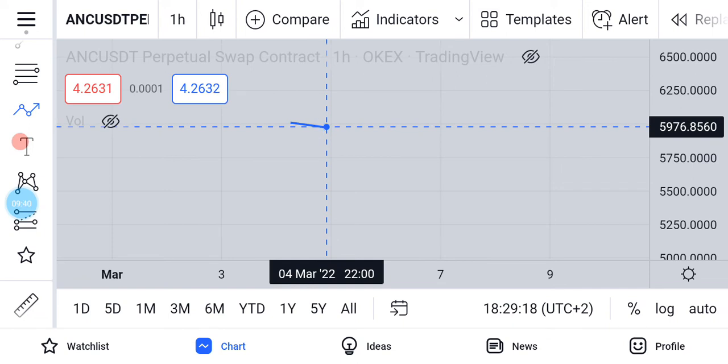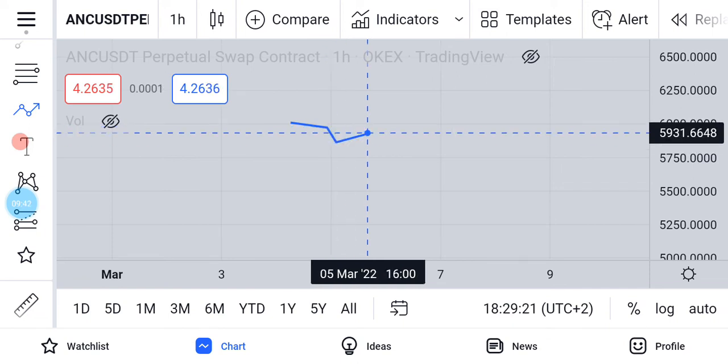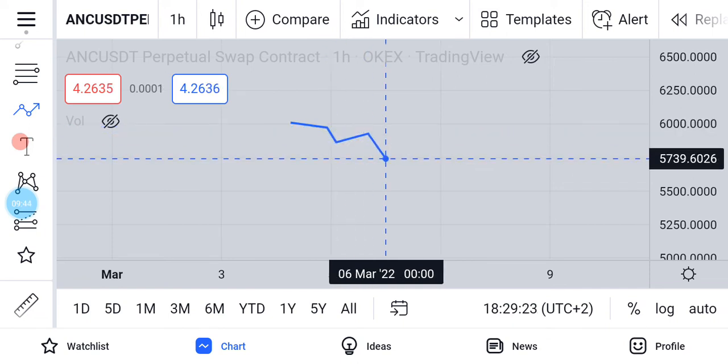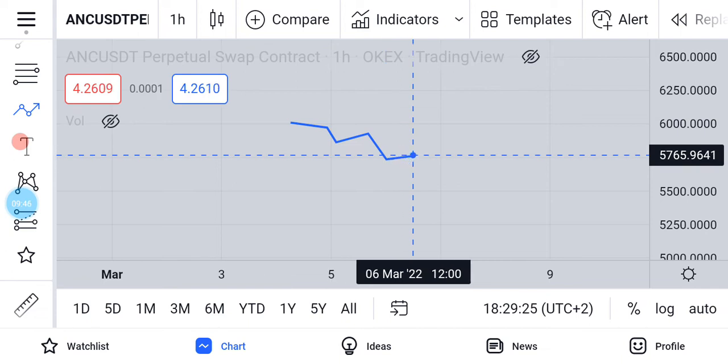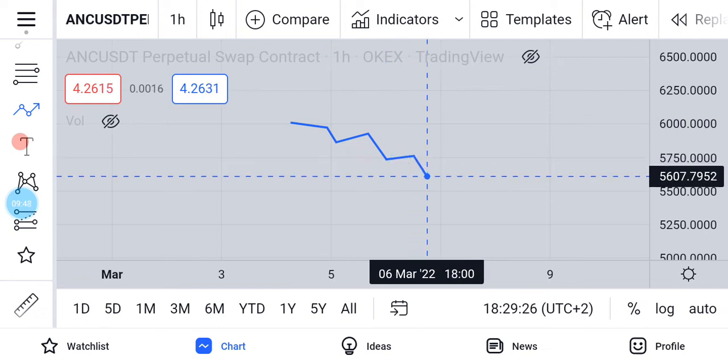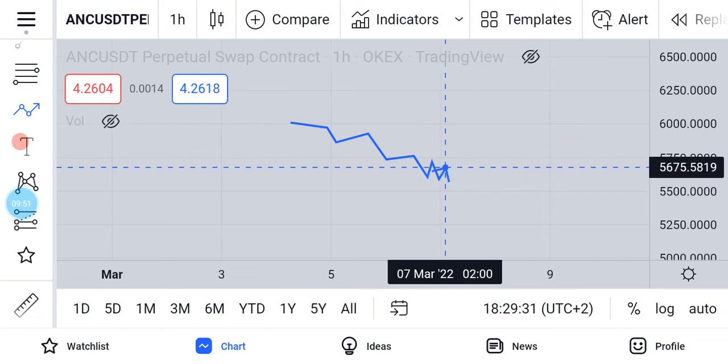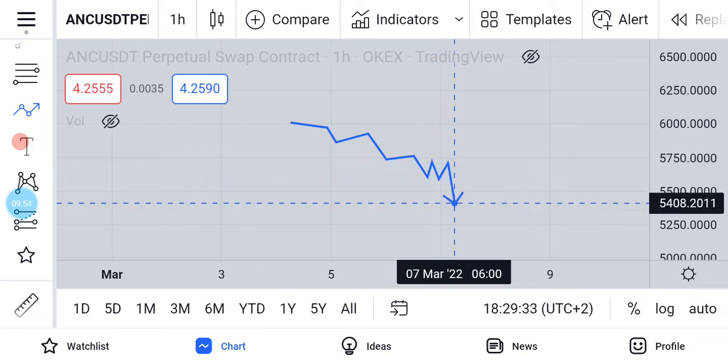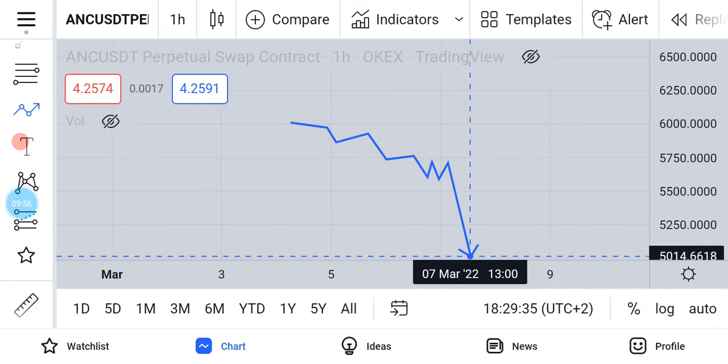But now we're looking for this unexpected aggressive drop in price. Maybe you have something like a consolidation around this area. Then after that, boom, a strong drop in price.